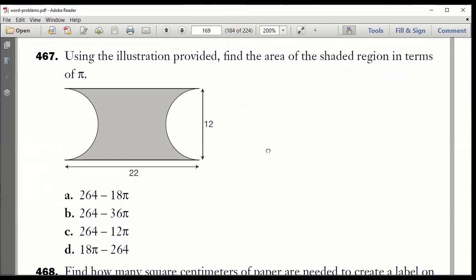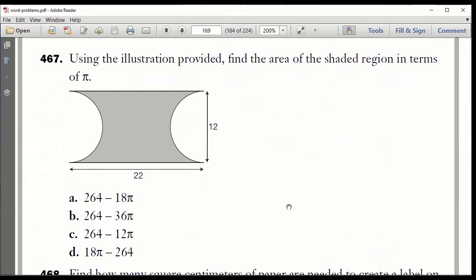Now, who will tell me? Question number 467. Who will explain? Asha, you will explain. Again, I don't want the answer. You will explain to me, sir. We'll do it like this. Asha, 467. Yes, sir. How will you solve this question? Explain to everybody. Find the area of the shaded region in terms of pi. So, what is the method you will use?